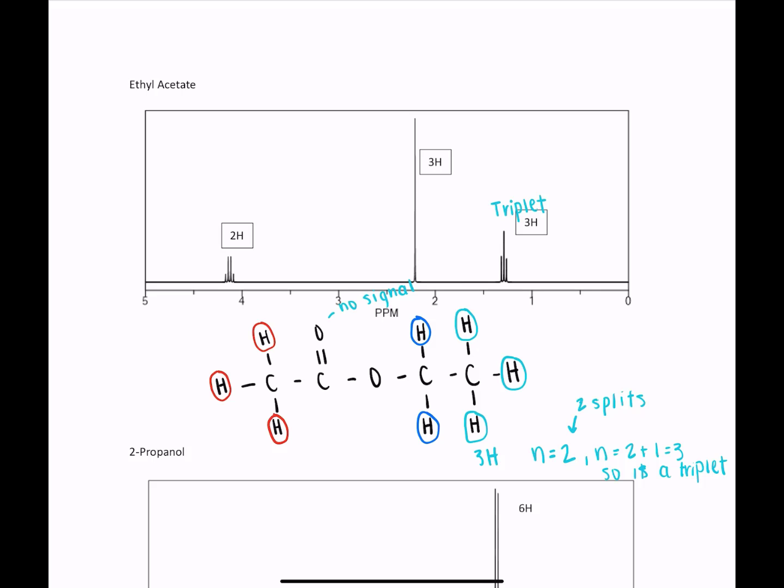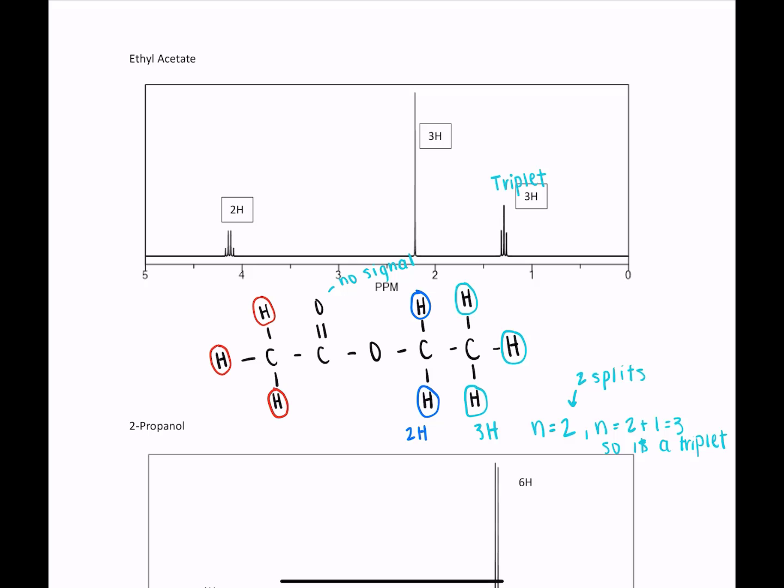Next, we look at our carbon to the left, which has 2 hydrogens, and the adjacent carbon has 3 hydrogens, so 3 splits. N plus 1 equals 4. So this carbon is a quartet. Lastly, the carbon on the left has no adjacent hydrogen atoms, which means it's a singlet.